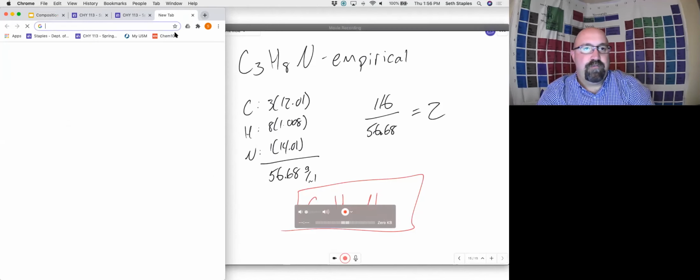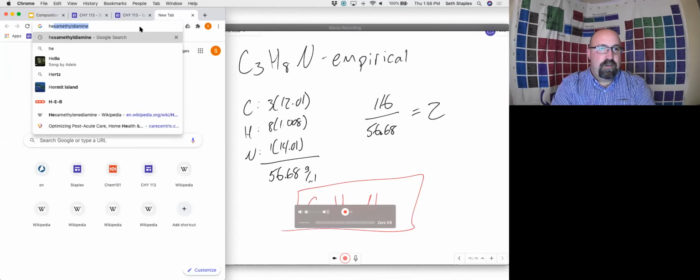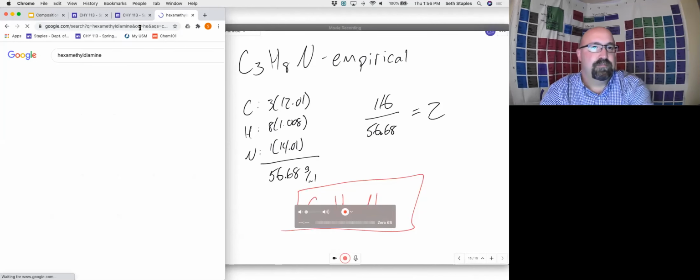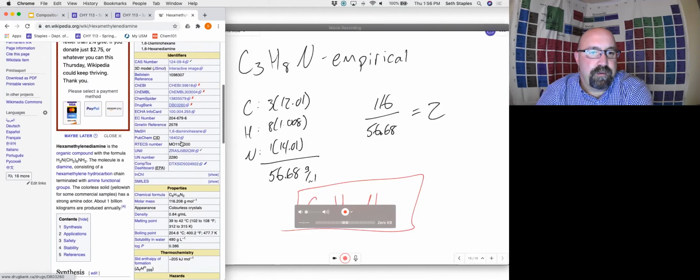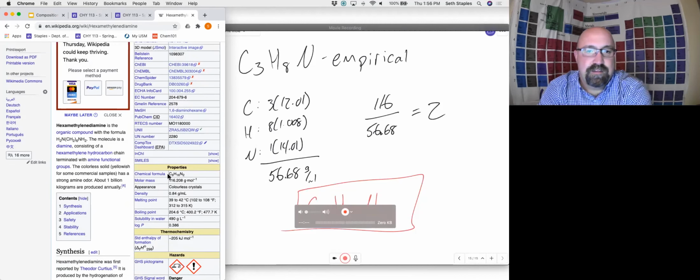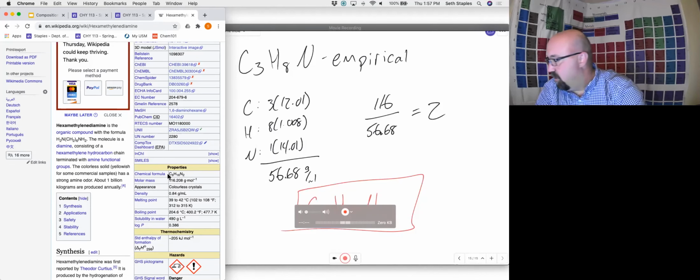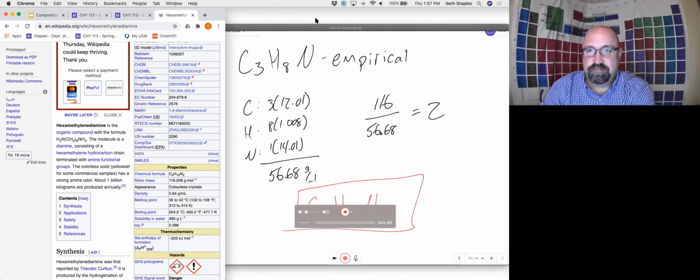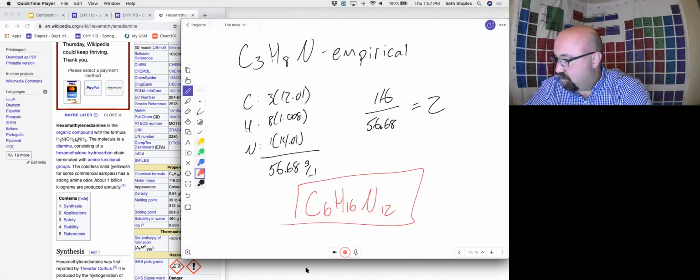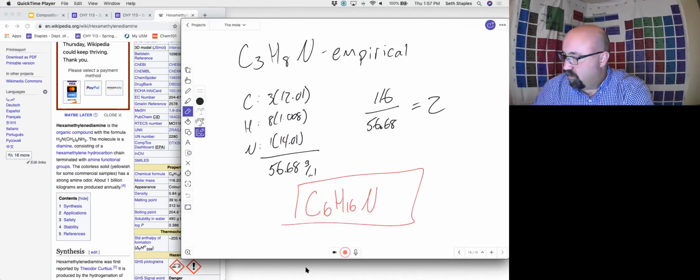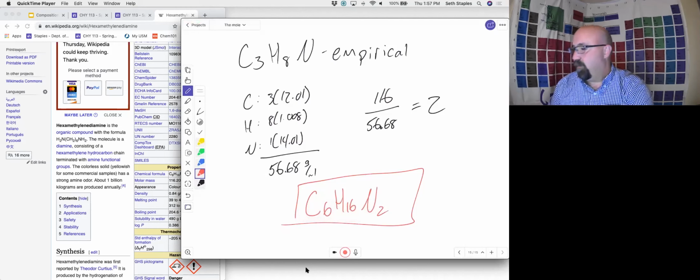And sure enough, I bet you if we Google search for, you see I've already done it, hexamethylenediamine, we look it up here, we find our chemical formula, C6H16. Sorry, I have no idea why I wrote 12. Wrote 12, obviously meant 2. Sorry about that. Just a little erasing. There we go. C6H16N2. And that is our chemical formula.